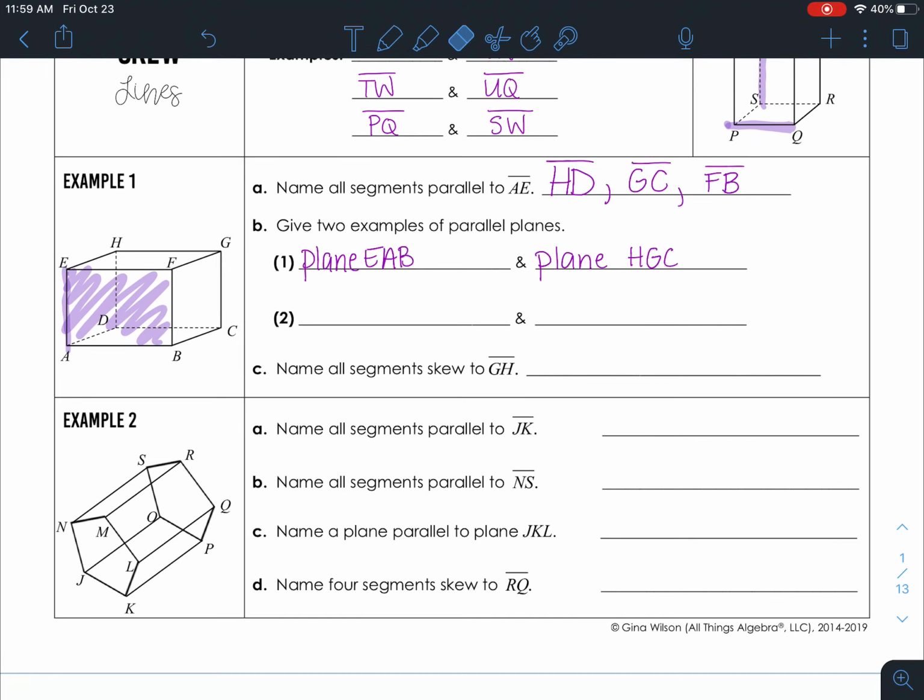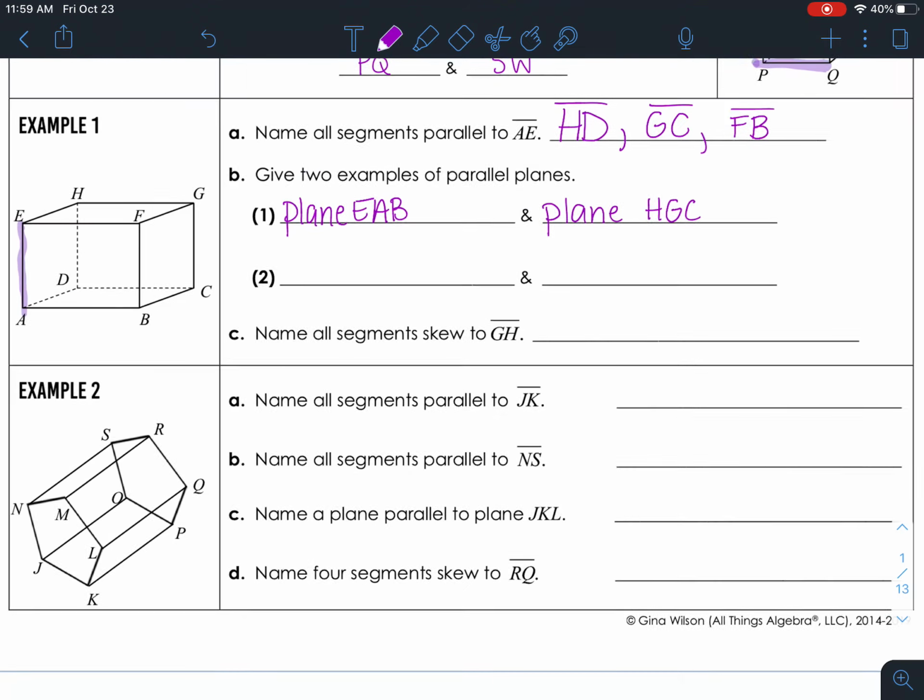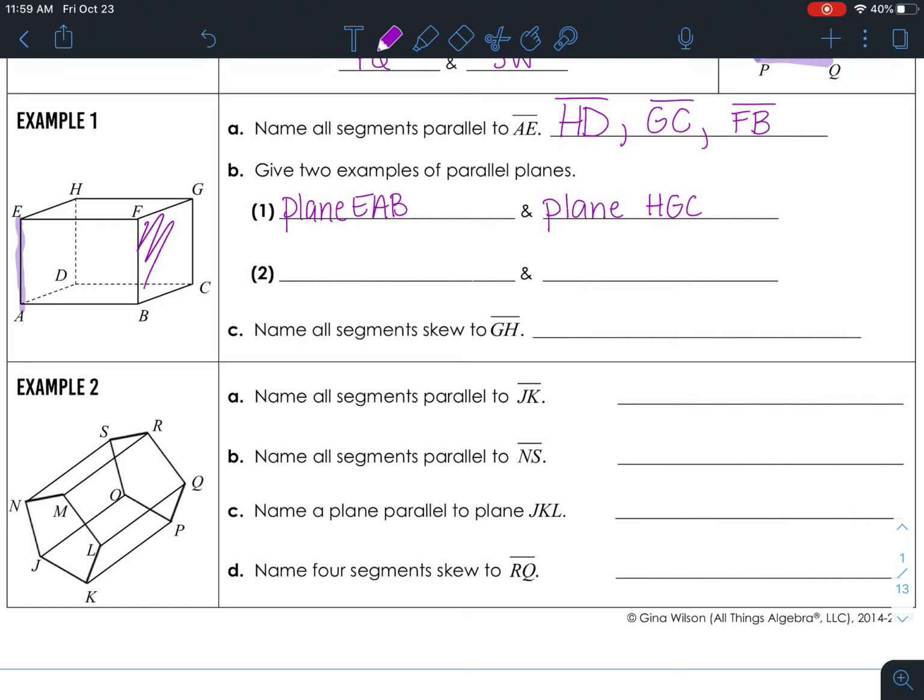All right, let's find another one. So let's do the sides here. So there's one plane. So I'm going to call that plane FBC. Remember, we need 3 points to name a plane. So that would be the side of my cereal box. The other side is the side that would be parallel. So that would be right here. So that would be plane EHD.